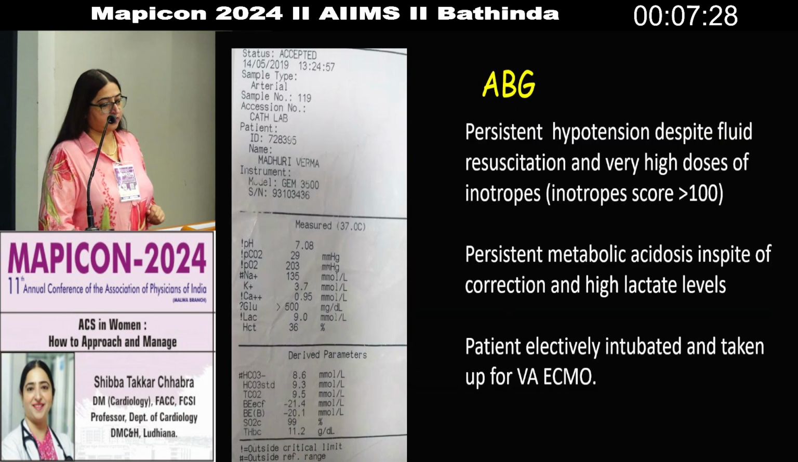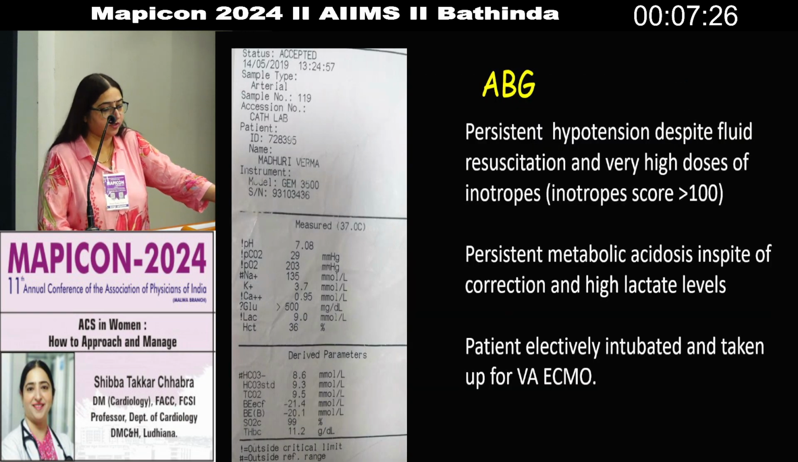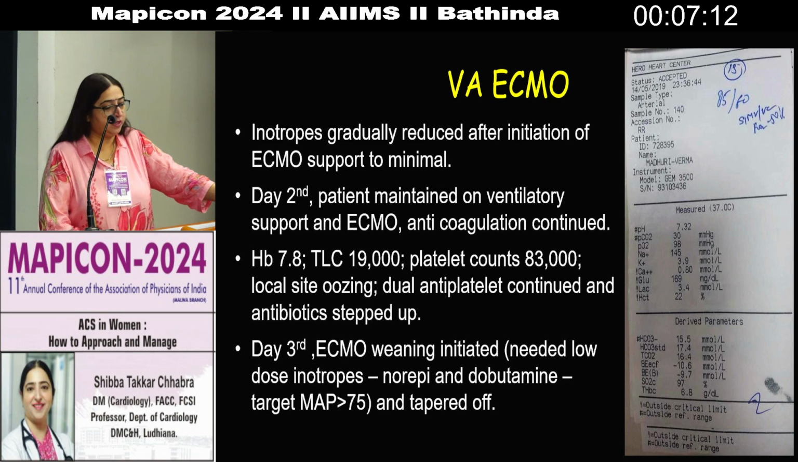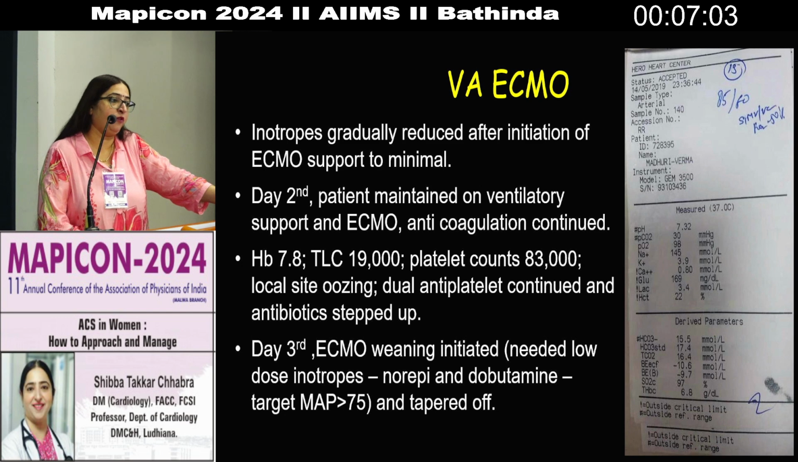The patient's ABG was done. She had persistent hypotension. She was started on very high dose of inotropes, with persistent metabolic acidosis and high lactate levels. The patient was electively intubated and taken up for a VA ECMO. The patient remained on ECMO. She faced a lot of issues like local site issues, oozing, anemia, sepsis. Ultimately, on day 3, we could wean her off ECMO.